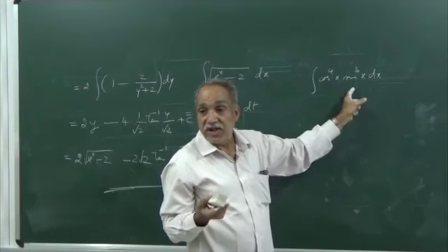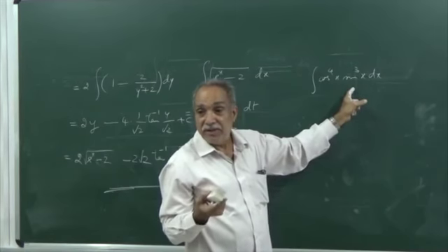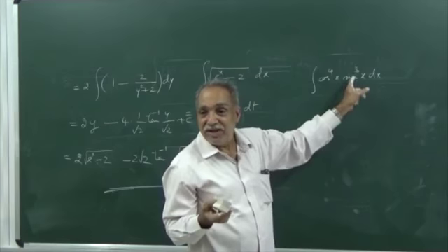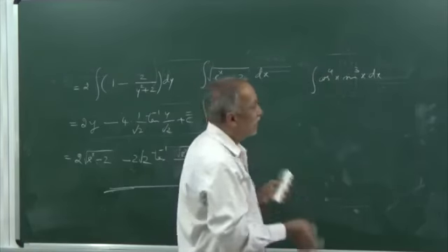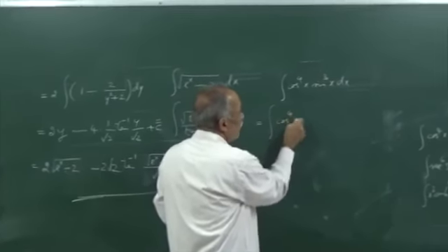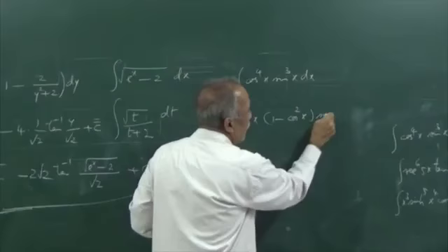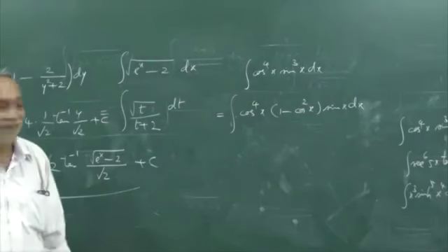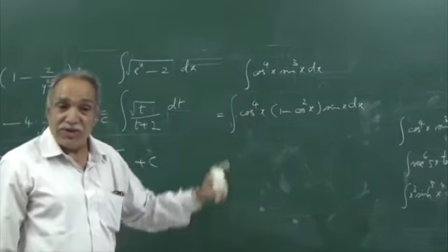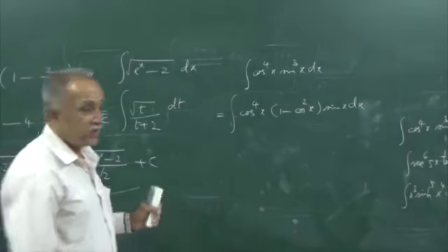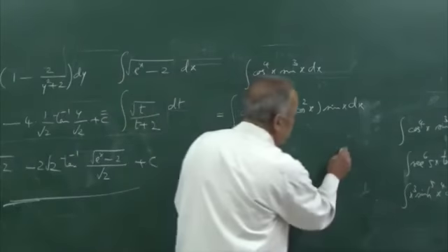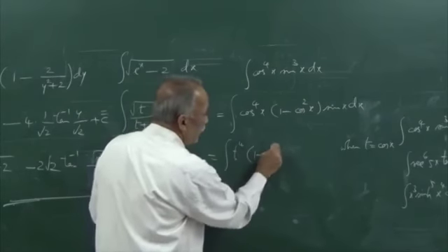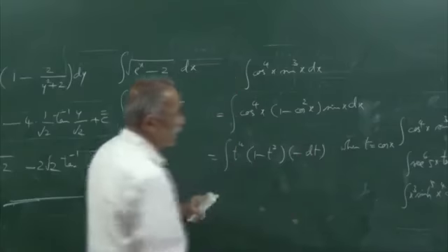How many extra sin x are there? Only 2, sin² x, an even power. Can it be easily converted into a cos function? You can do it. This is possible when the index is odd. The extra unwanted sin² x has been expressed in terms of cos x. Now we will go for the substitution cos x equal to t. Agreeable?